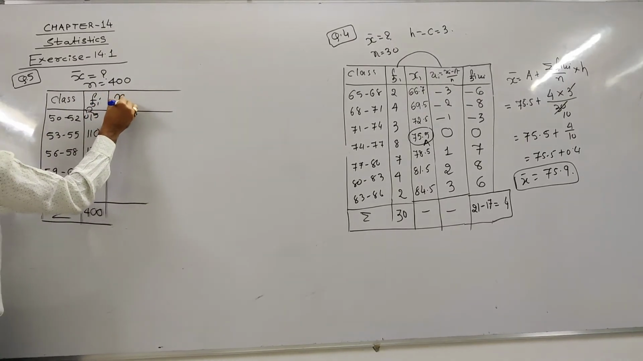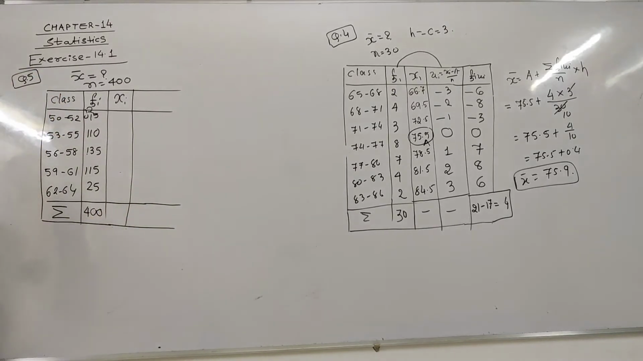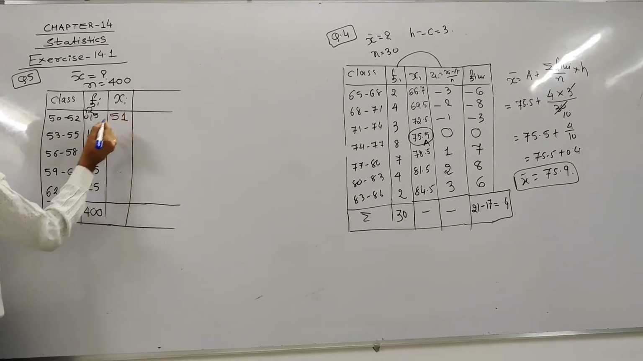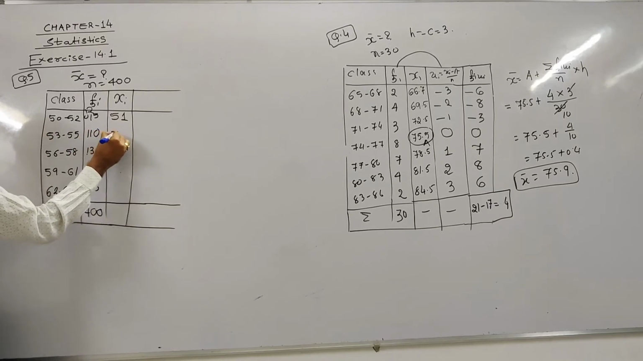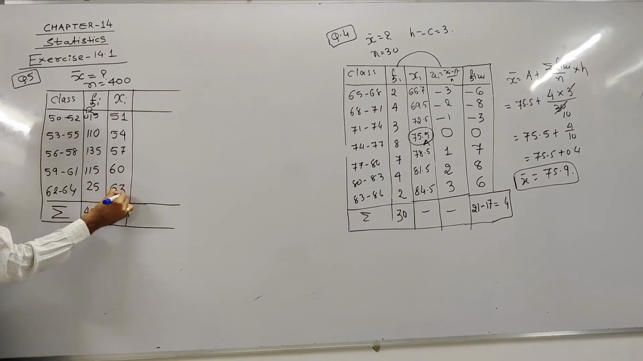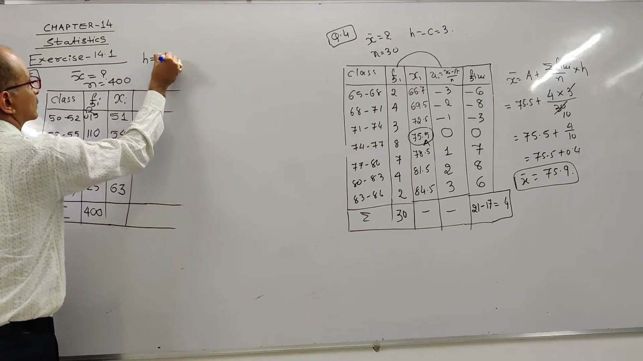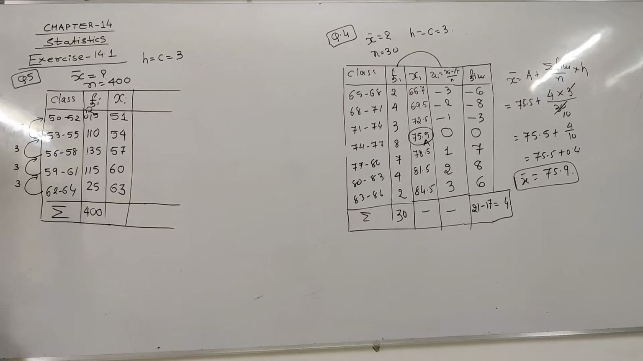Now you know how to find out xi. Xi means class mark: lower limit plus upper limit by 2. So 50 plus 52 by 2, so you can write 51. You can add 3, so 54 and 57. Again add 3, 60. Again add 3, 63. So here you can say h is equal to c is equal to 3. 56 minus 53, 59 minus 56 is 3, 62 minus 59 is 3. So this is your h. In this way also you can find out the value of h.